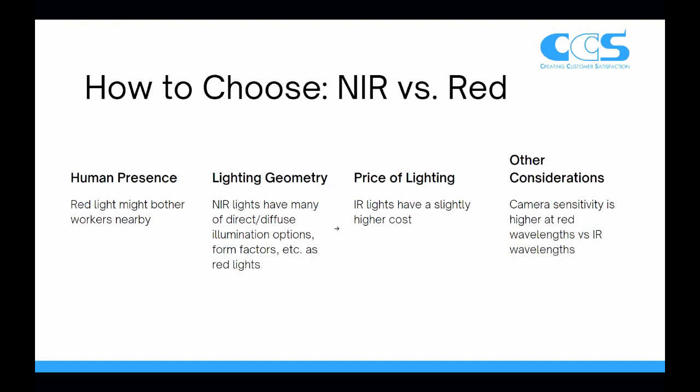Lighting geometry. IR lights have many of the direct and diffuse illumination options, form factors, etc. as red light. So you can have both, whatever you want. You can have it in whatever form factor you want. The price, IR lights do have a slightly higher cost. And then another consideration is the camera sensitivity is higher at red wavelengths versus the IR. If you remember in the beginning, red was 100% response and IR was about 15. So if you're struggling for light in this situation, you might want to pick red over IR.